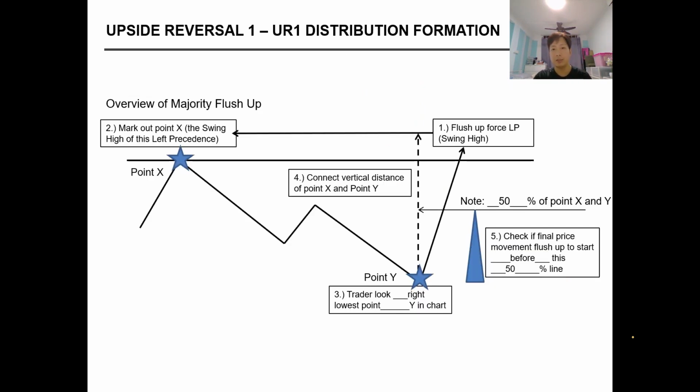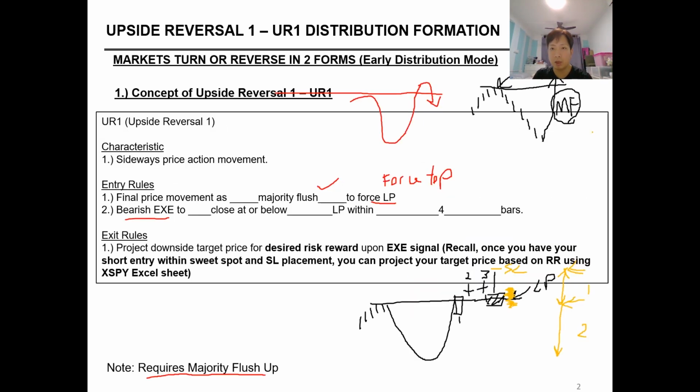And there's this thing that I wrote over here, this thing called majority flush, right? So it's not just as simple as price going up to do a false top. We also want to check that the price that's going up, that actually rallies all the way up to the false top level, is what we call a majority flush. So how do you actually check for this thing called a majority flush?